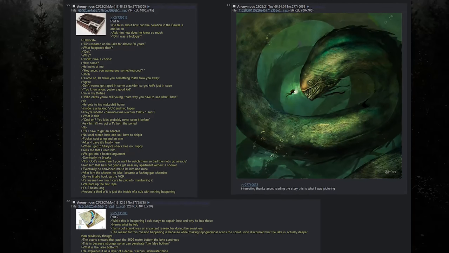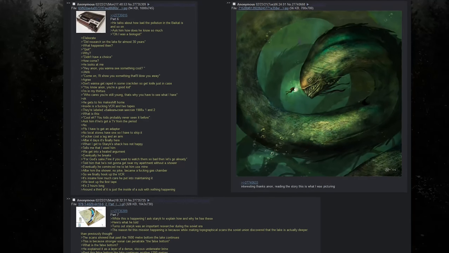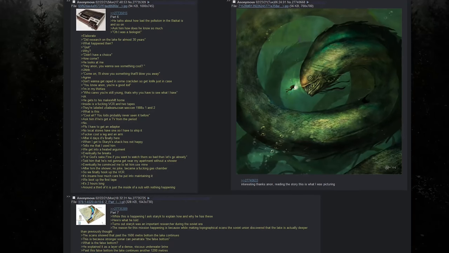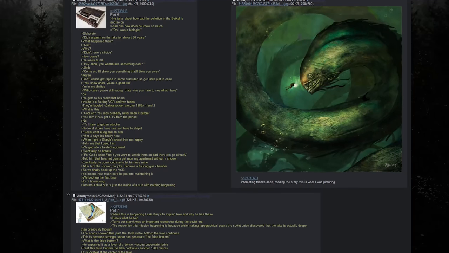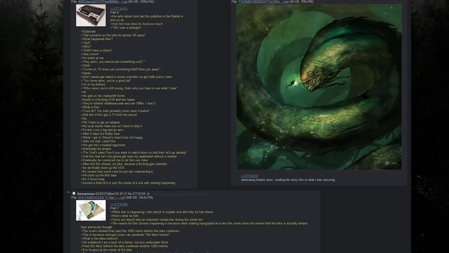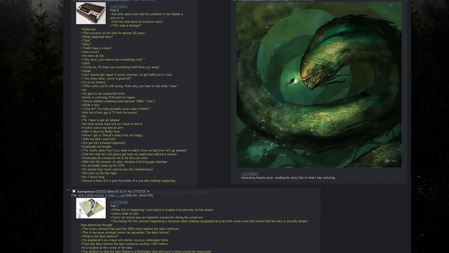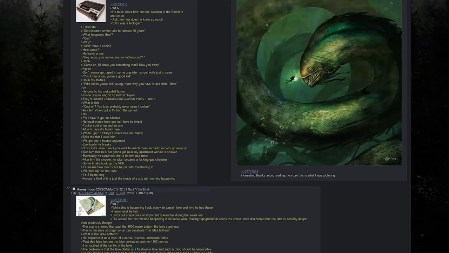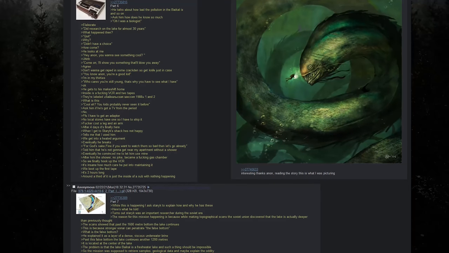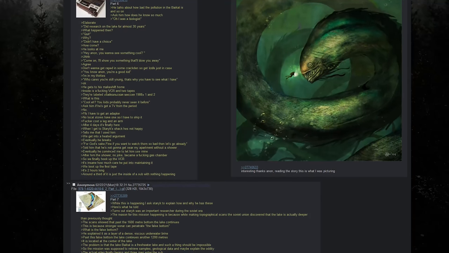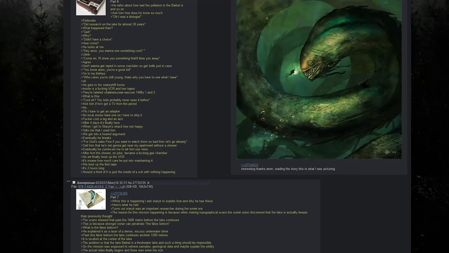Come on, I'll show you something that'll blow you away. Agree. Don't want to get raped in some crack den, so get knife just in case. You know, Anon, you're a good kid. I'm in my 30s. Who cares? You're still young. That's why you have to see what I have. Okay. He gets to his makeshift home.